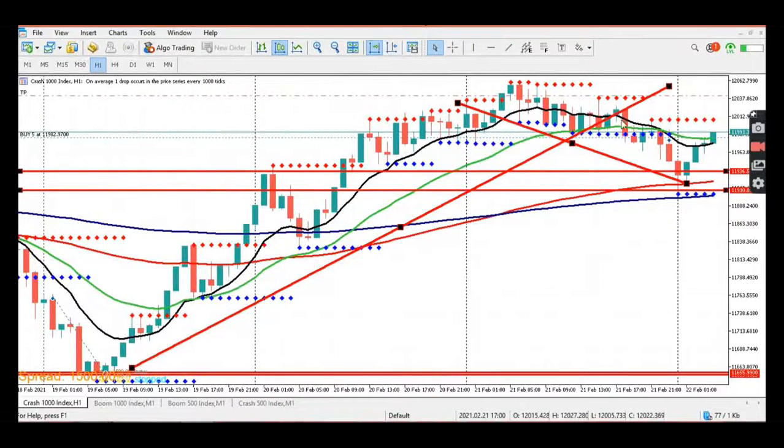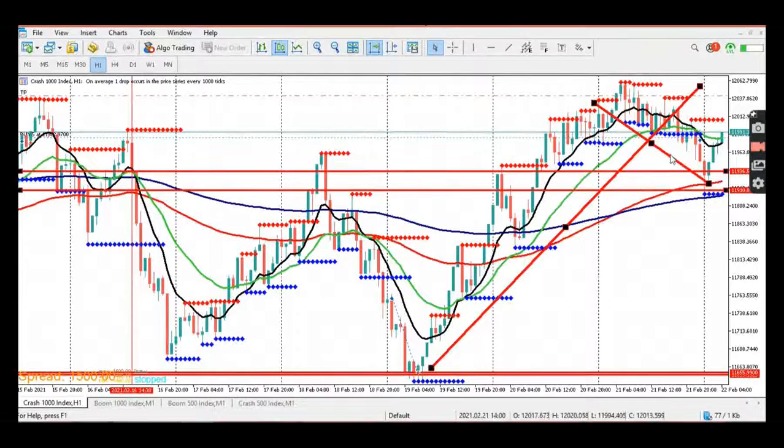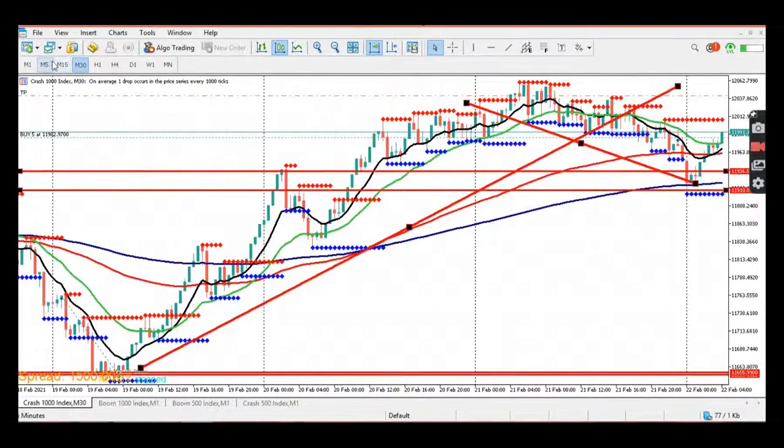So now, if you look at this market, after this retracement, the market continues up. Let me show you from the 30-minute chart or from the 15-minute chart.